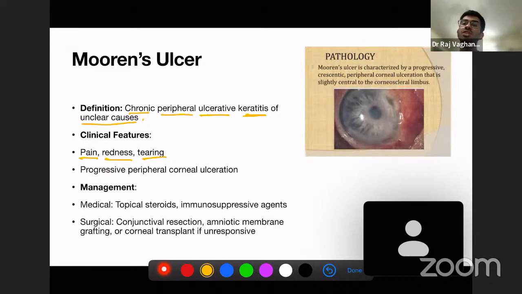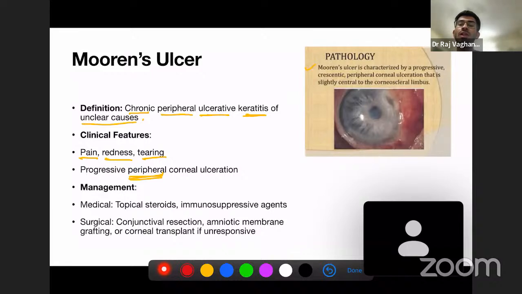Now the next clinical feature is the progressive peripheral corneal ulceration, because there is increased keratitis that will lead to the formation of corneal ulcers, and it is peripheral. What is the cause of this Morine's ulcer? That's unclear cause. You can just read it here also. Morine's ulcer is characterized by progressive peripheral corneal ulceration that is slightly central to the corneoscleral limbus. I will tell you that later on.